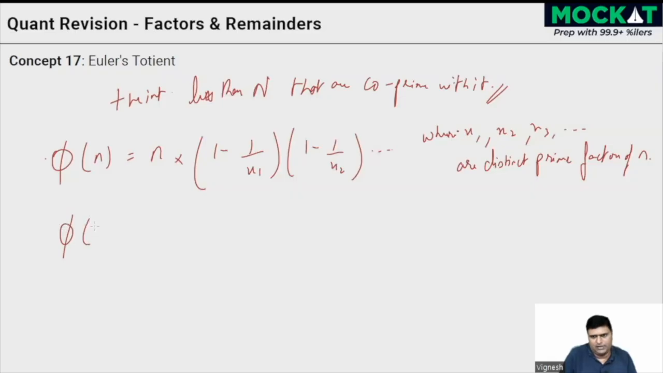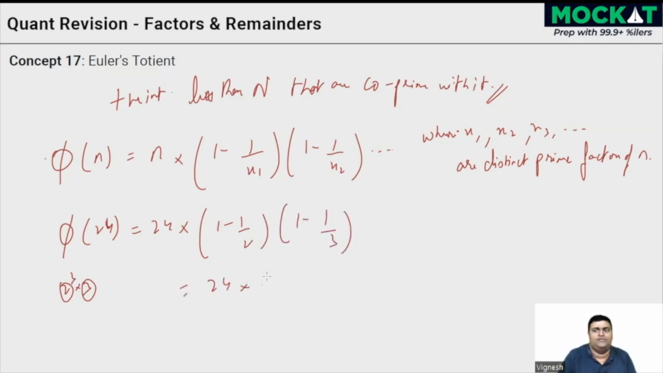So we have something like 24. We have to find phi of 24. It's going to be 24 into, and 24 can be written as 2 cube into 3. Distinct primes are 2 and 3. Forget the power, that doesn't matter. 1 minus half into 1 minus 1 by 3. That's 24 into half into 2 by 3. Simplify and you get 8. 8 is the Euler's totient of 24.